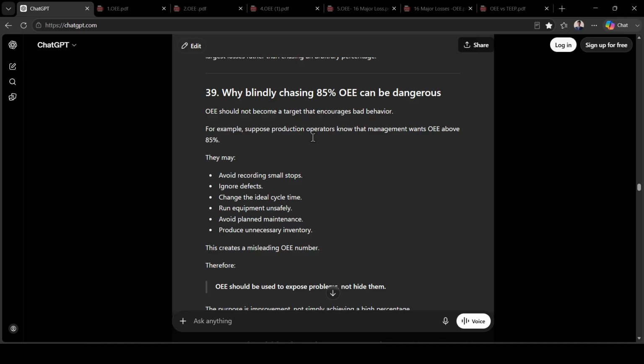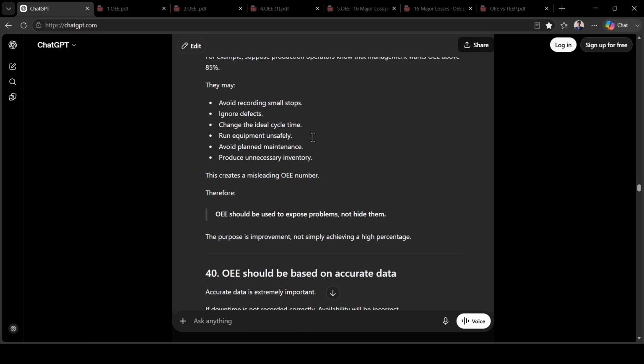For example, suppose a production operator knows management wants OEE above 85%. They may avoid recording small stops, ignore defects, change the ideal cycle time, run equipment unsafely, avoid planned maintenance, or produce unnecessary inventory. This creates misleading OEE numbers. Therefore, OEE should be used to expose problems, not hide them. The purpose is improvement, not simply achieving a higher percentage.